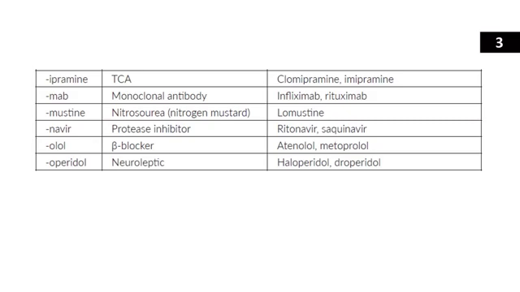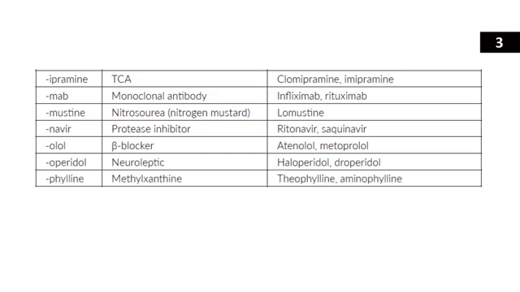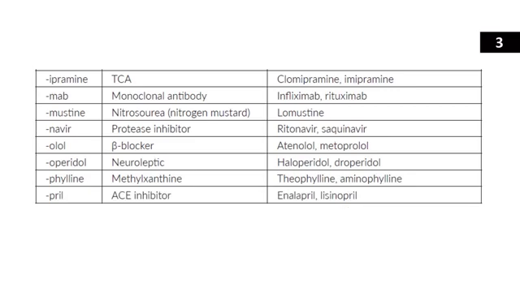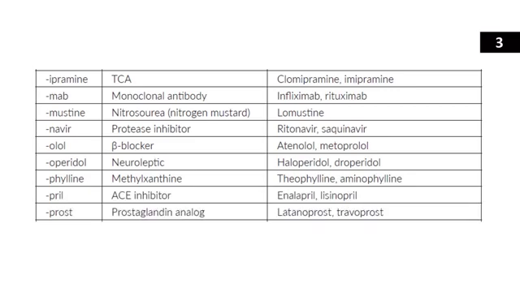-peridol are another type of neuroleptic, like haloperidol and droperidol. We said that -azine was a suffix for phenothiazine neuroleptics, like chlorpromazine. Well, haloperidol is a different chemical class of neuroleptics. -phylline are the methylxanthines like theophylline or aminophylline. -pril is the ACE inhibitor, like enalapril or lisinopril. -prost is the prostaglandin analogs. These are drugs like latanoprost or travoprost, which are used to treat glaucoma.